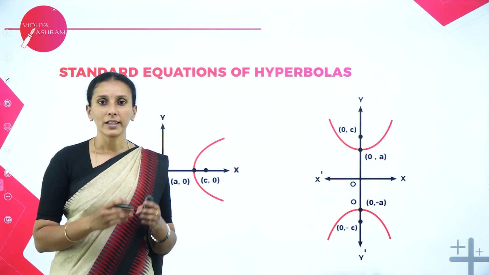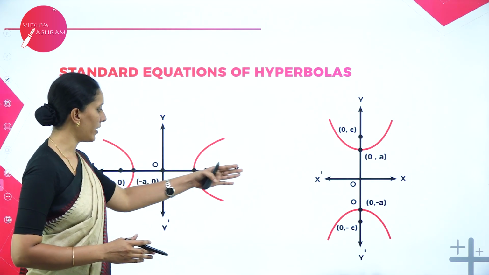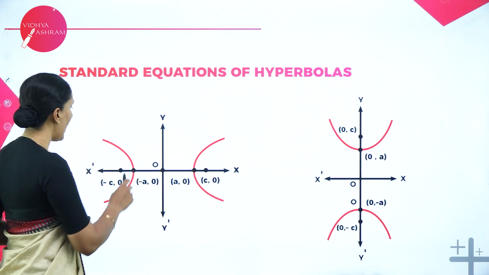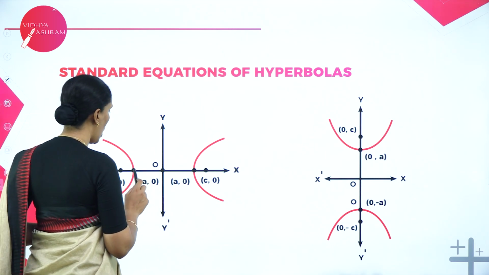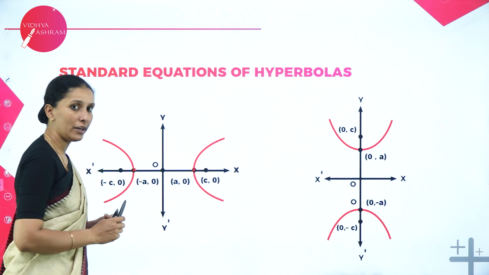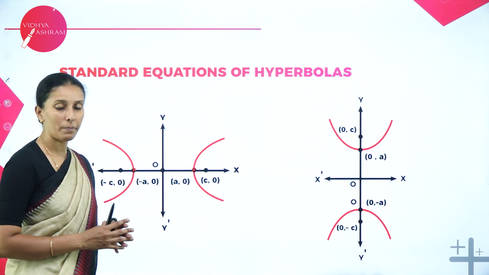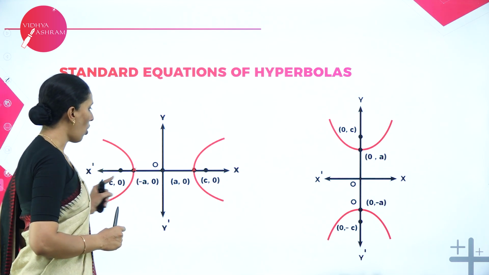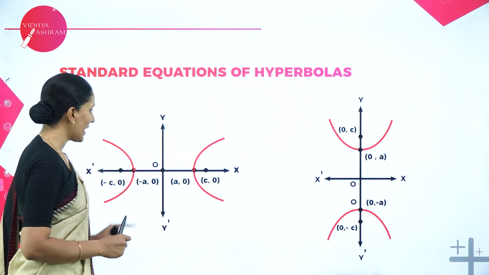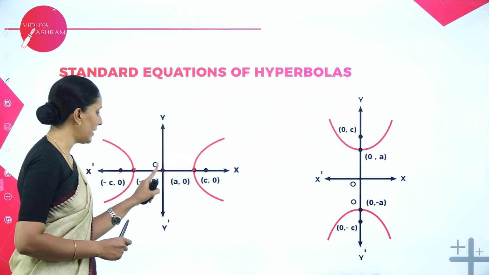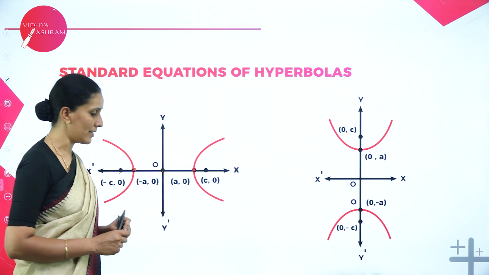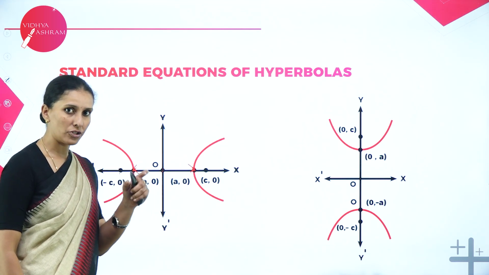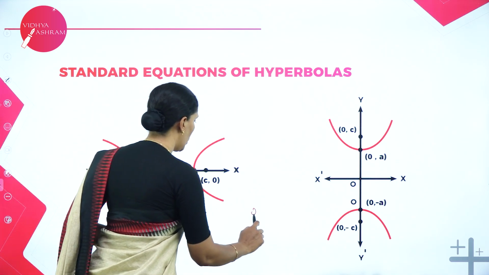Now again, based on the x-axis and y-axis, we have two orientations of hyperbola. Here this is along the x-axis. The end points of the hyperbola along the x-axis are called the vertices. Here we do not call it a major axis or minor axis. The line segment joining the foci through the center is called the transverse axis, and its length is given by 2a.